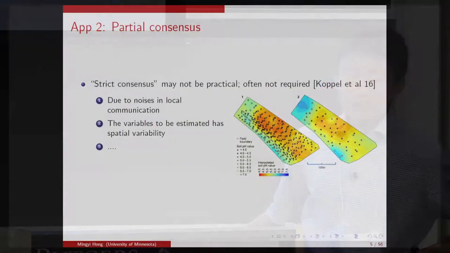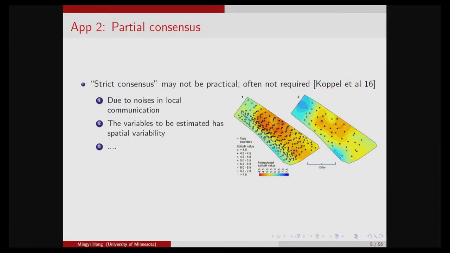Now, a second application related to this is so-called partial consensus. In many applications, strict consensus is not practical, and in many cases, it's not required, in fact. So, for example, in this, and also Alejandro has some work on this in 2016, also discussed this issue.